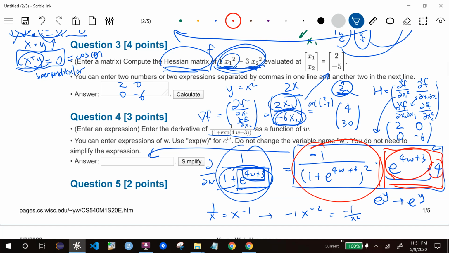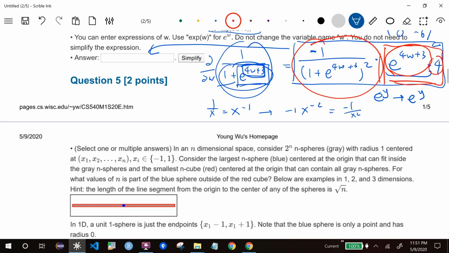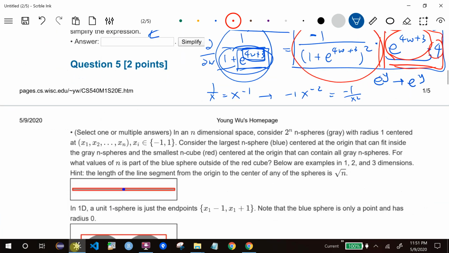So when we do neural networks in week 2, I will talk a lot more about how to write the chain rule expression. But for now, you just need to know how to use the chain rule to do these derivatives. So now let's move on to question 5.